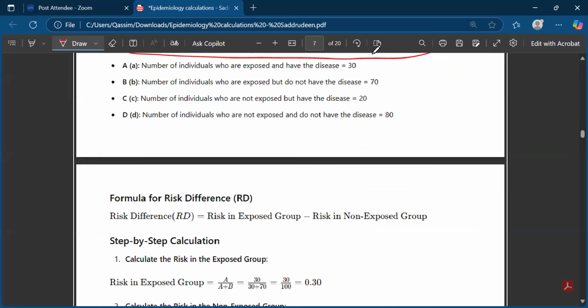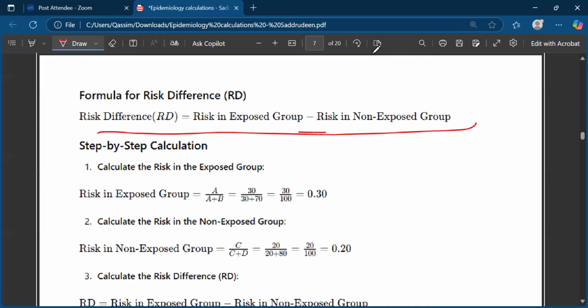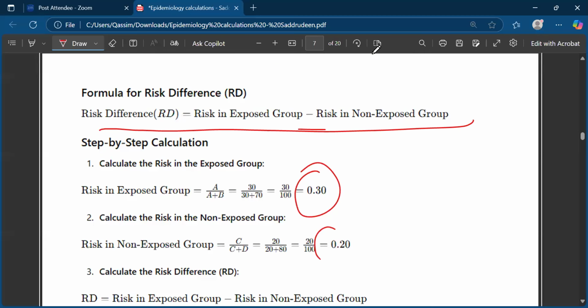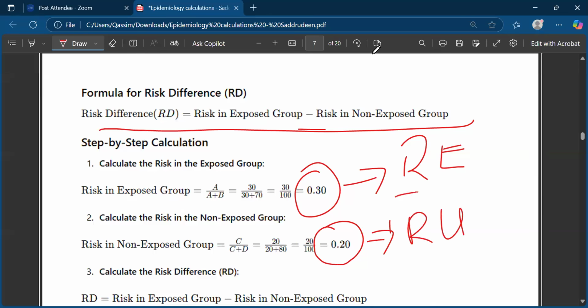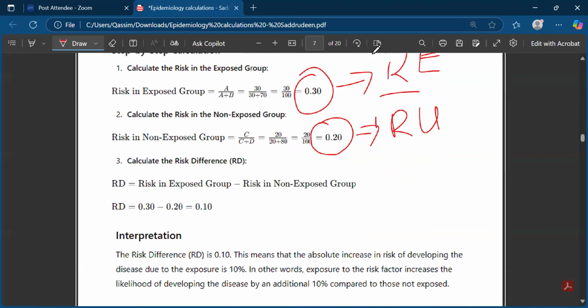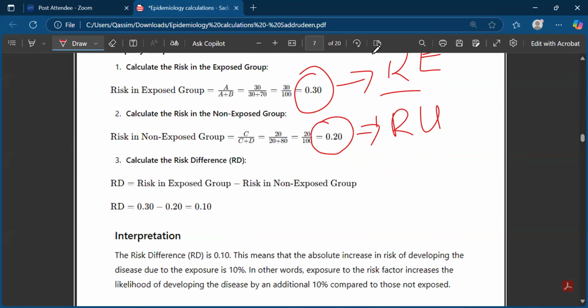Okay. So basically, in short, this formula summarizes it. The risk difference is equal to the risk in the exposed group minus the risk in the non-exposed group. And we saw, you just take your 0.30, that is the risk in the exposed, then 0.20 is the risk in the unexposed. So you just minus them. It means you just do your 0.30 minus 0.20, then you get 10%.